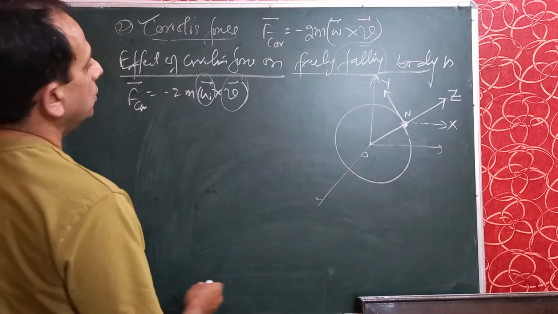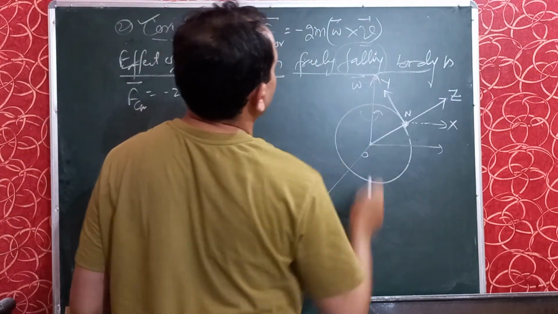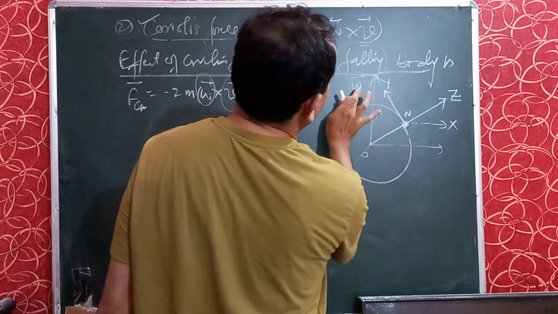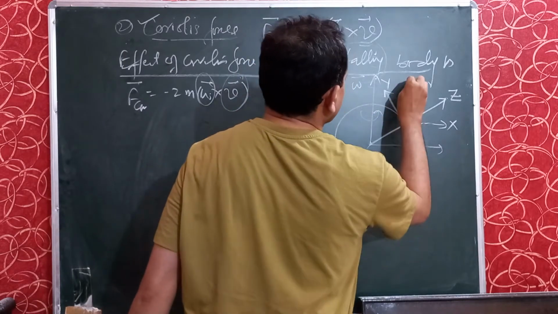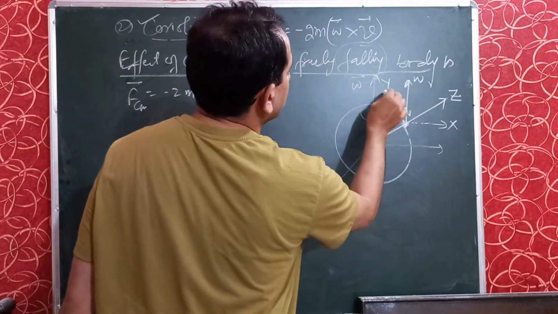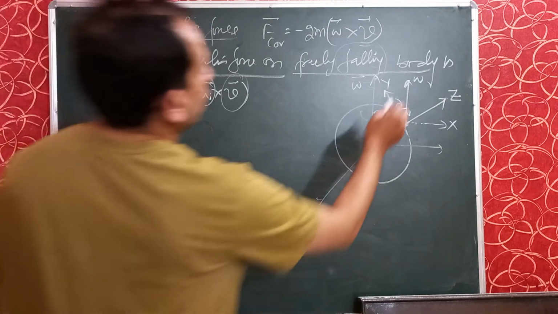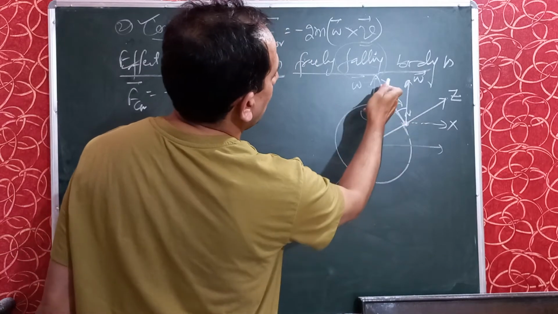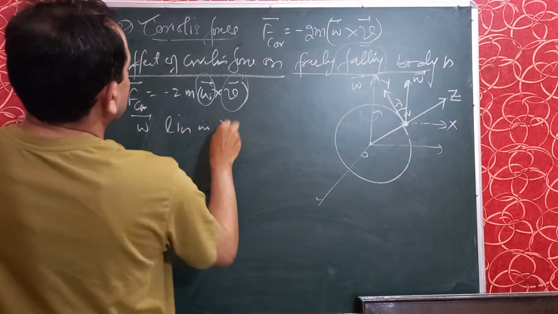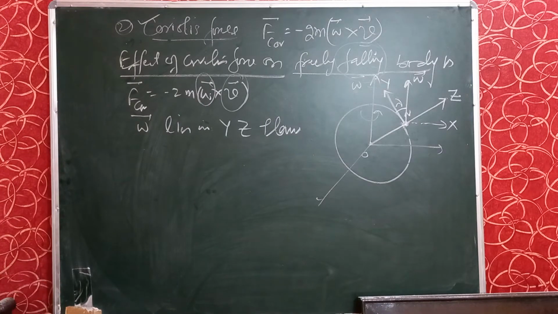Now, what is omega vector? We know that omega is the angular velocity of earth, and it is always along the axis of rotation. If we draw this omega at n point, then omega is like this, parallel to this line. And the angle formed by omega with the y axis is lambda, that is the angle of latitude. So vector omega lies between the y and z axis, as vector omega lies in the yz plane.